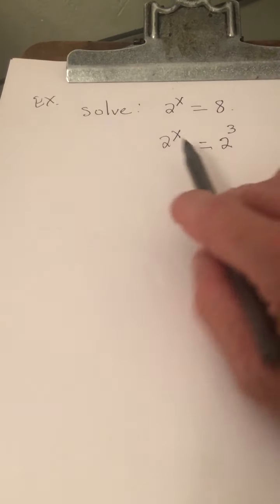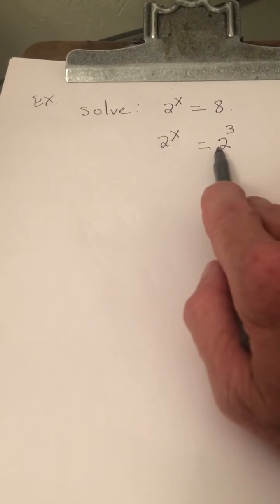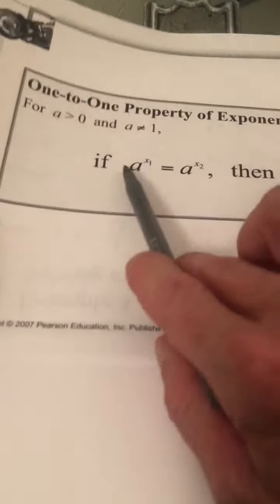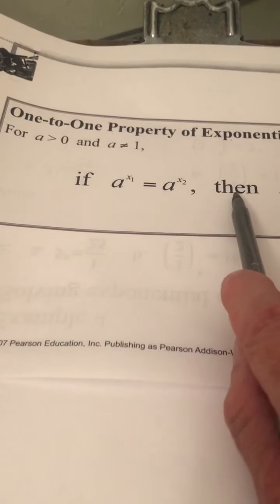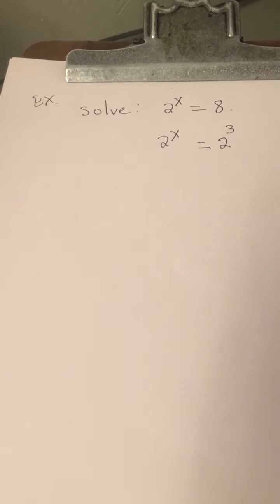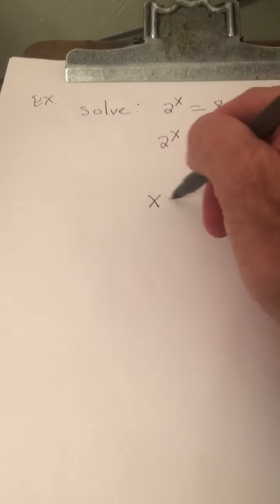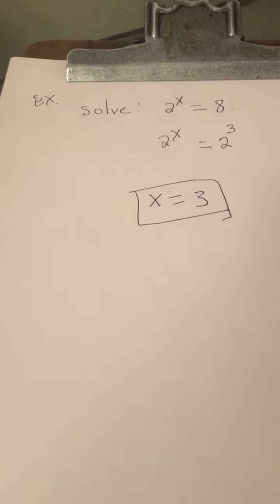Now look at what I have. I have an exponential equation where both bases are the same. So again, using the one-to-one property, if a to the x1 equals a to the x2, then x1 equals x2. So what we would end up with is x equals 3. And what you can do is check. Plug in x equals 3 into the beginning. Well, 2 cubed equals 8. That's true.